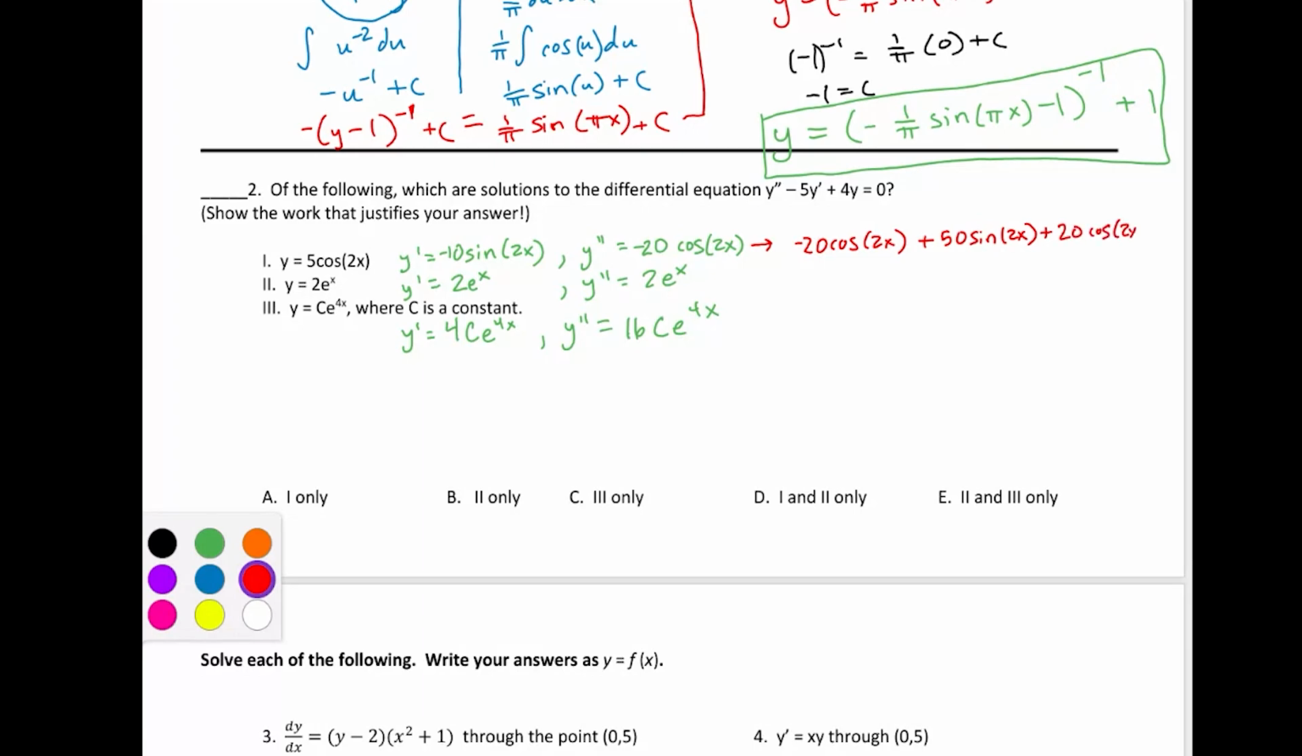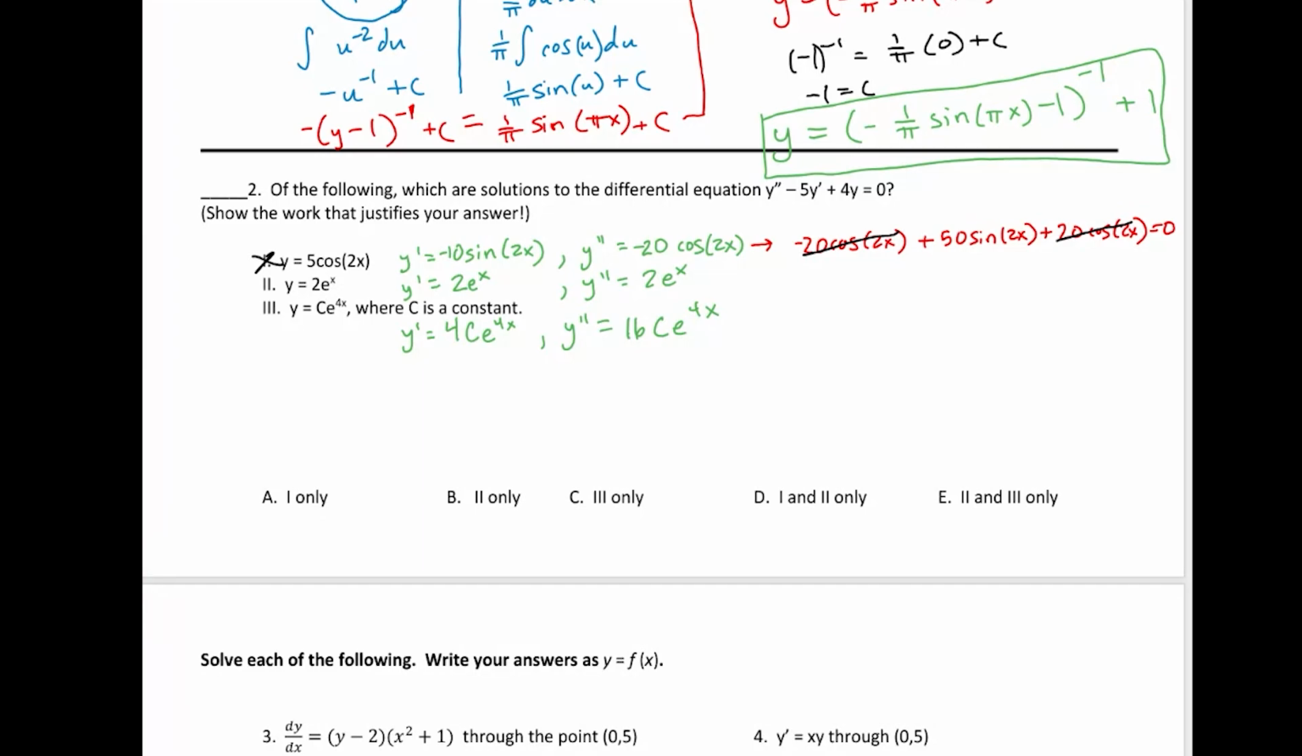cosine of 2x. Now, does that equal 0? Well, we get the negative 20 cosine 2x to cancel out, but then we're stuck with that 50 sine 2x, and that is not always equal to 0. I mean, it certainly could be for some values of x, but it's not for all values of x. So we know that 1 is not going to be an answer here.